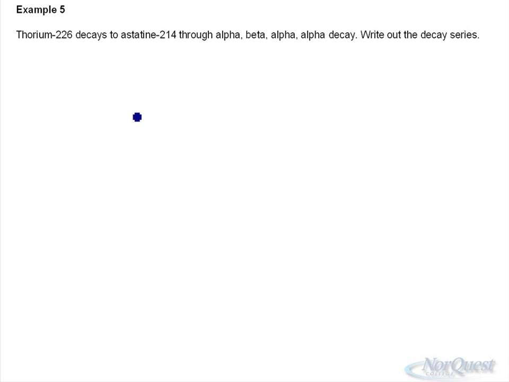What we're doing is we're starting off with thorium-226. So thorium, when you look on the periodic table, is element number 90. So we'll start with the first equation, thorium-226. And what we're going to start with is an alpha decay. So 4,2 alpha. And then figure out what the other particle will be.